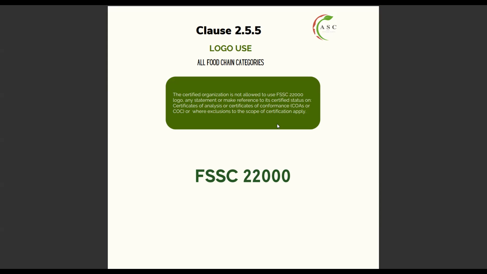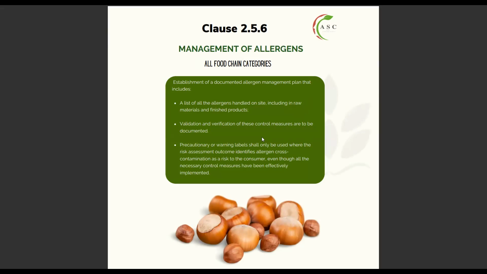So it's very clear that it says any statement or make reference to its certified status on the product, the certificate of analysis, the certificate of conformance, or in any other manner that implies FSSC 22000 approves a product, process, or service, and where exclusions to the scope of certification apply. So you can only use it for marketing activities such as the organization's printed matter, the website, and other promotional items, but not on your product. Most of the sites that I've seen are at fault when it comes to this requirement, which is actually not necessarily a new requirement, but most of us are just not aware of it.